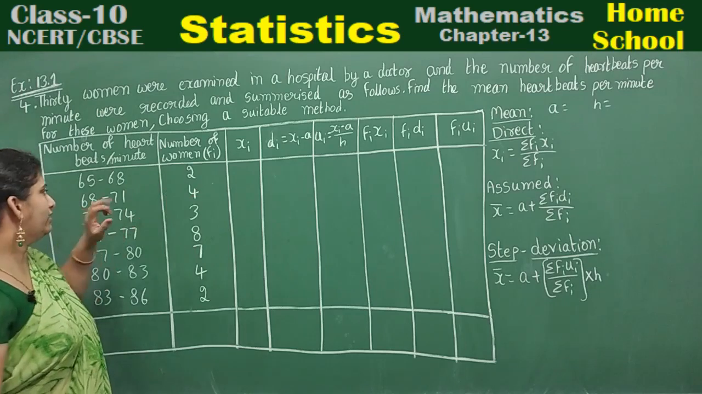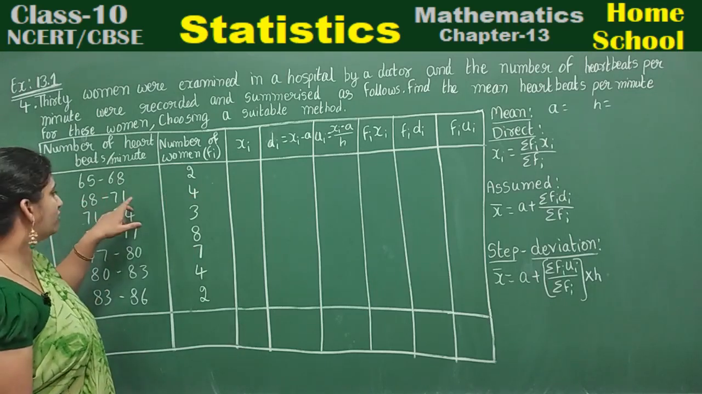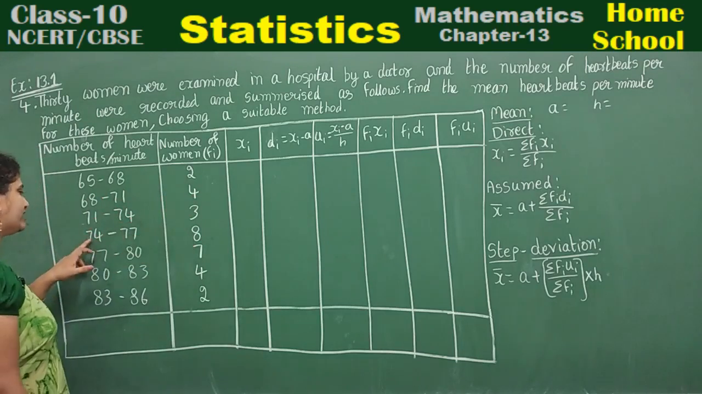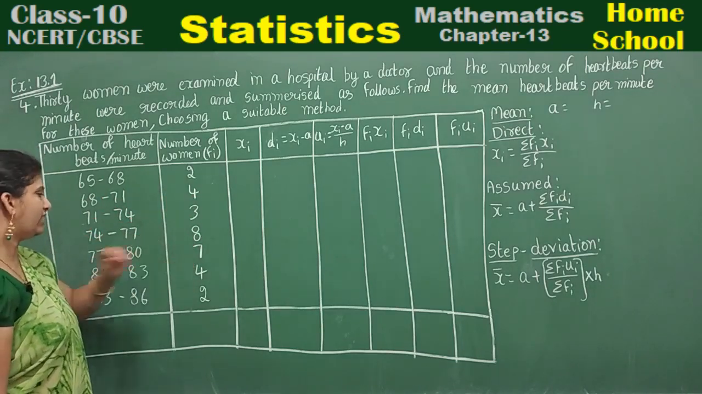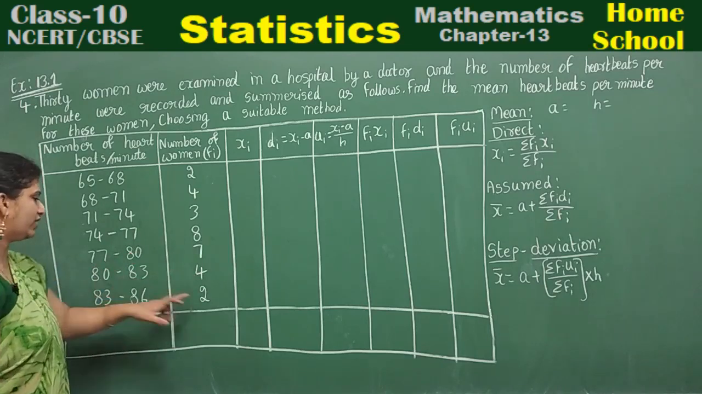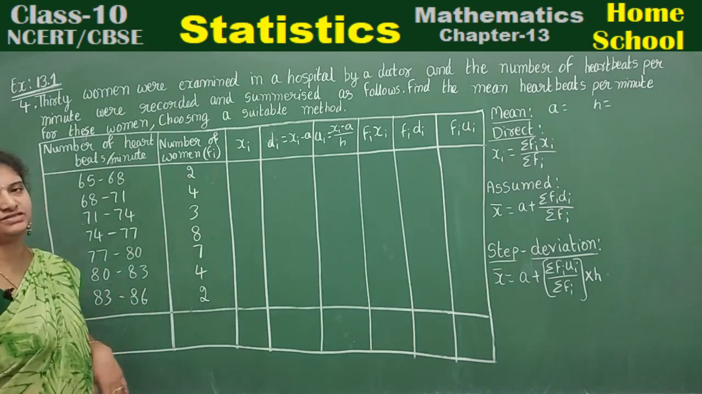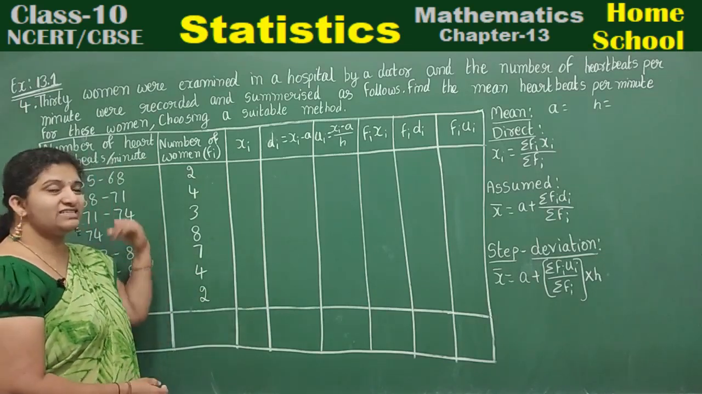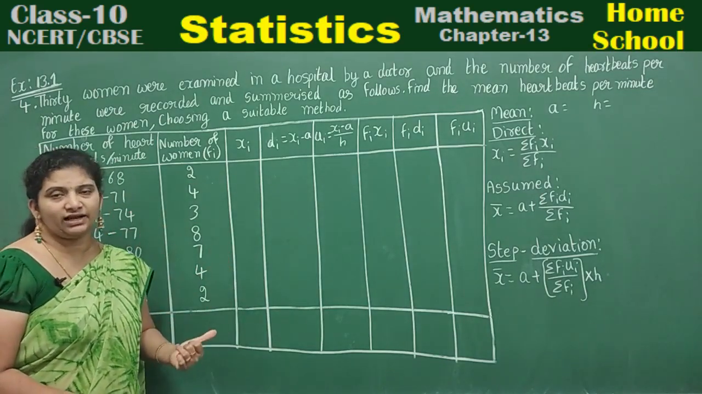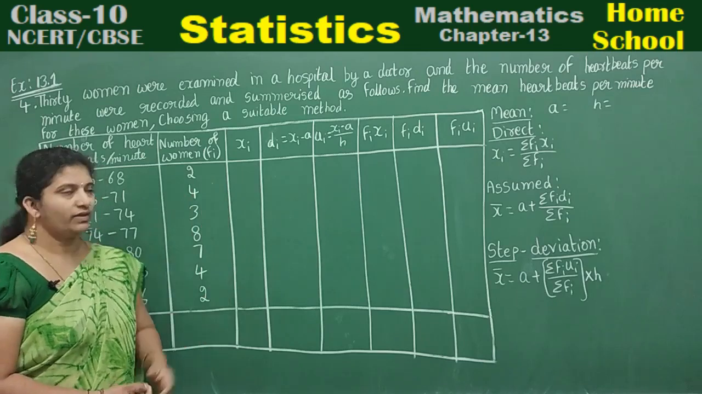Four women, heartbeat is in between 68 to 71. Three women, 71 to 74. Eight women, 74 to 77. Seven women, 77 to 80. Four women, 80 to 83. Two women, 83 to 86. This is the class interval given for us. We need to find the score xi. We need to calculate that, the class mark.